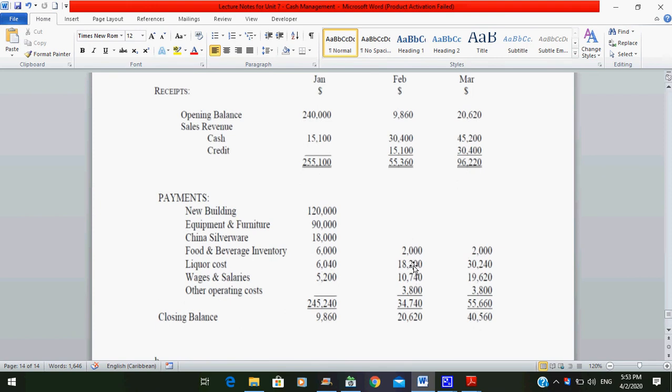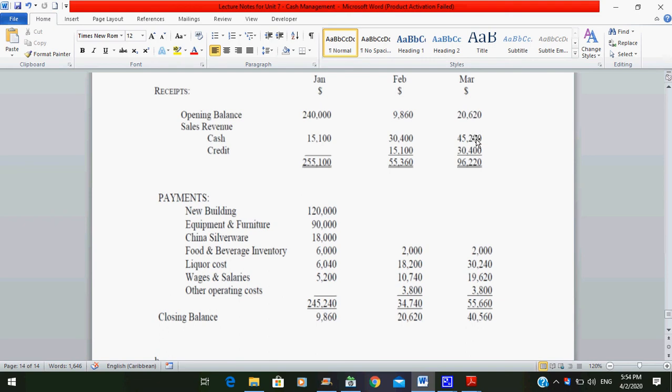Alright. So I get 18,200 now. For wages and salaries, E said that wages and salaries for month two is what? 10,740. Month two is what? February. So I have that. And then the 3/8, remember this 3/8 is the money that you are paying for the operating cost incurred in what? January. Out of everything, you get 34,740. That gives you total payments. So check it from the total receipts for the month, and that gives you 20,620. That would be your closing balance for February, which would be your opening balance for what? March. Your closing balance for February, your opening balance for March, is 20,620.